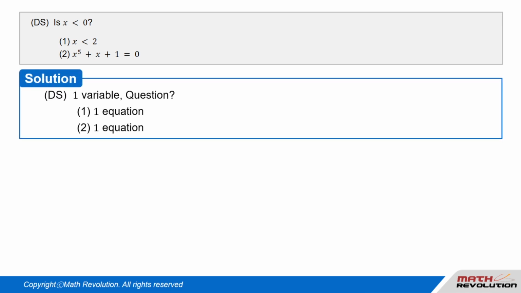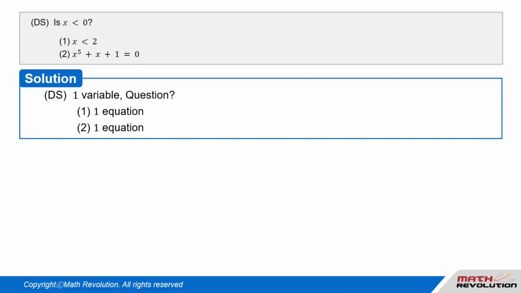Solution. Now we will solve this DS question using the variable approach. DS. One variable, question. Condition 1. One equation. Condition 2. One equation. DS question with one variable.